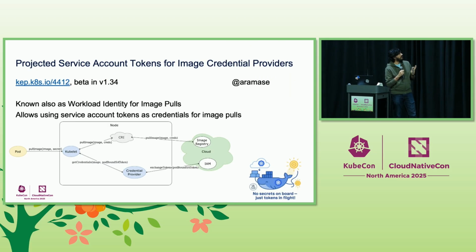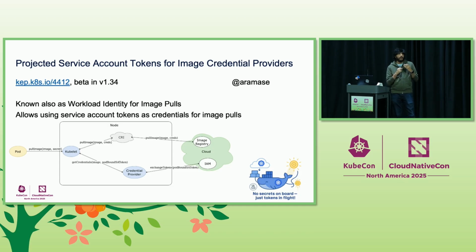And this is the projected service account tokens for image credential providers. It's a mouthful, but what we call it is workload identity for image pulls. So this feature graduated to beta in 1.34. There are many ways to pull images. The usual way is you have an image pull secret where you configure the registry credentials and then you reference that in your pod so that those credentials can be used to pull the image.